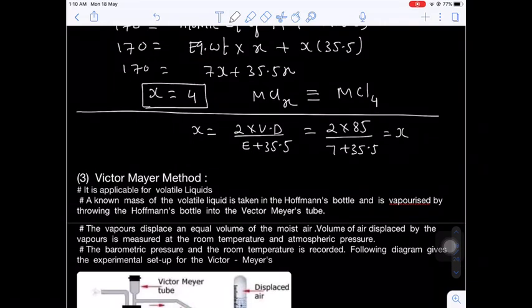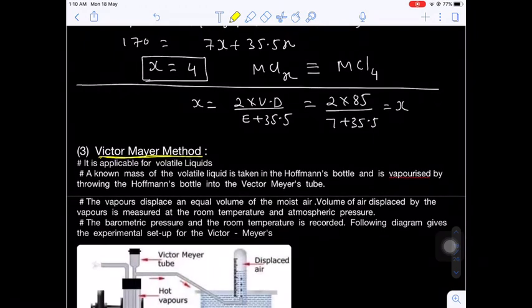Now come to the next method, that is the Victor-Meyer method. This is a very important method. This method is valid only for volatile liquids. The liquids which have a very low boiling point can easily undergo evaporation. Such liquids are called volatile liquids, like petrol. Petrol is a readily volatile liquid. Ether is a readily volatile liquid. For such liquids we can find the molar mass.